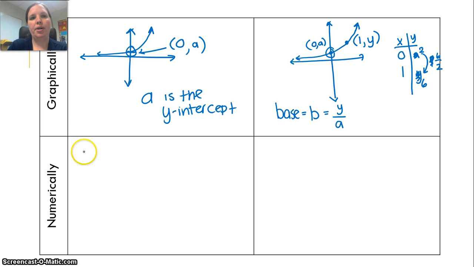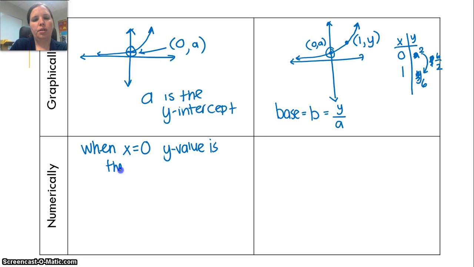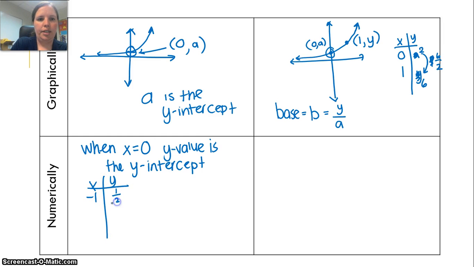Okay, last piece numerically, what the y-intercept and the base look like. Again, if you're looking at it numerically, we're talking about our table values. So it's when x equals 0, the y value is what our intercept is. So the y value is the y-intercept. I'm just going to put a couple of short examples here. We're looking at a table, and you've got (-1, 1/2), (0, 1), (1, 2), (2, 4). There's your y-intercept. So the a value would be 1.